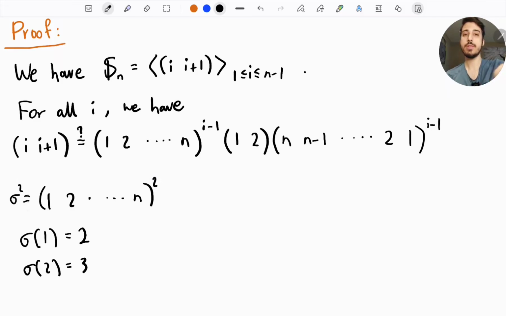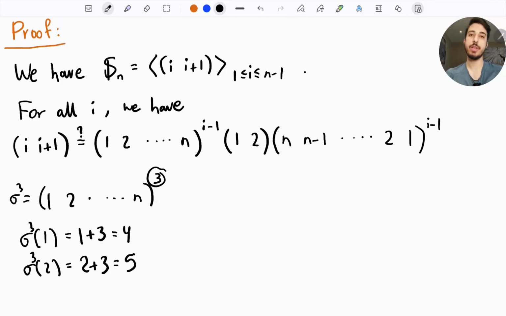So sigma squared of 1 will be equal to 3. Sigma squared of 2 will be equal to 4, and so on. So I'm going to add 2 instead of adding 1. If I take the third power, then sigma cubed of 1 is going to be 1 plus 3, which is 4. Sigma cubed of 2 will be 2 plus 3, which is 5. So the power here will indicate how much I'm going to add to 1.